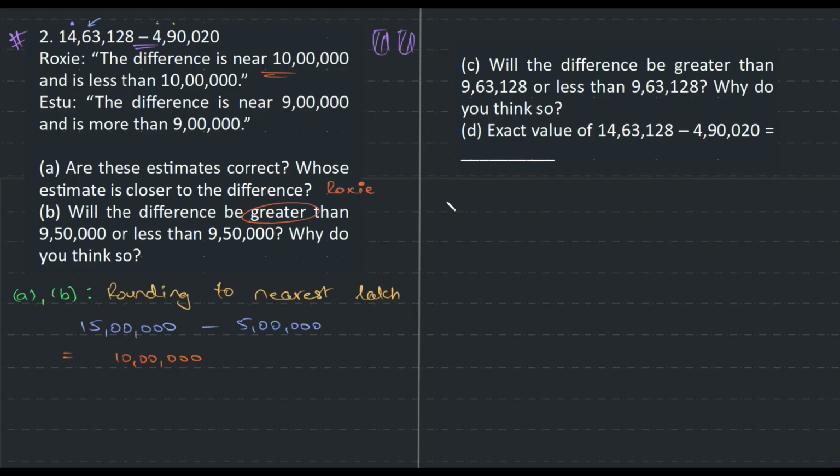Okay, for C, I will approach by rounding to nearest 1000. I'll take not lakh, not even 10,000, 1000. Whenever I get such a question, I feel like playing it safe, so let's actually look at the 1000 position. This is 1000, this is 1. This is 1000, this is 0. So both are rounding down. So we have 14,63,000 minus 4,90,000.